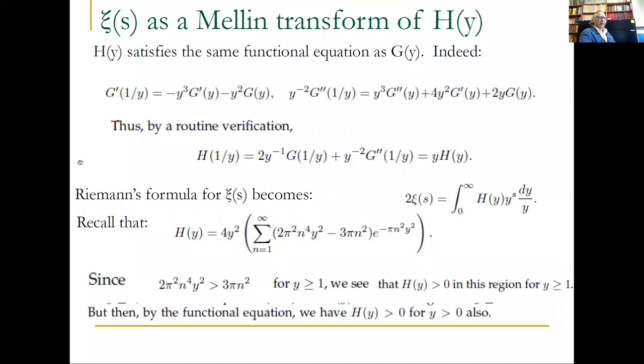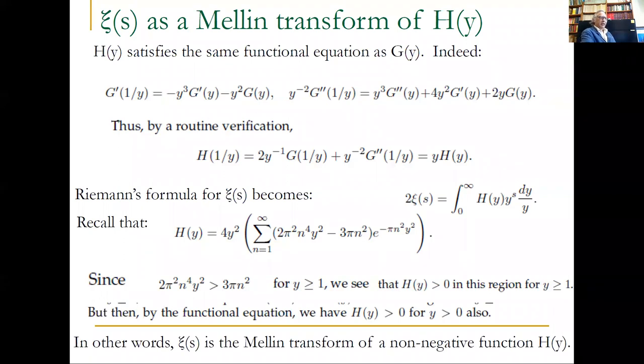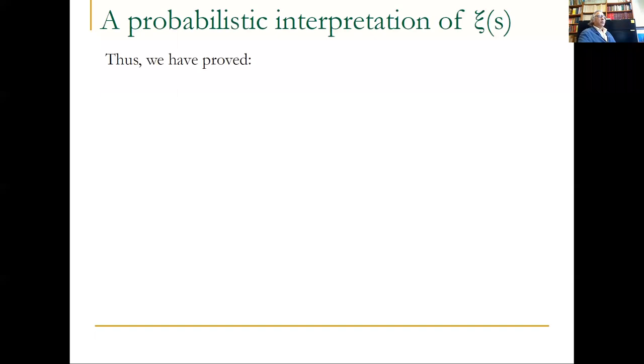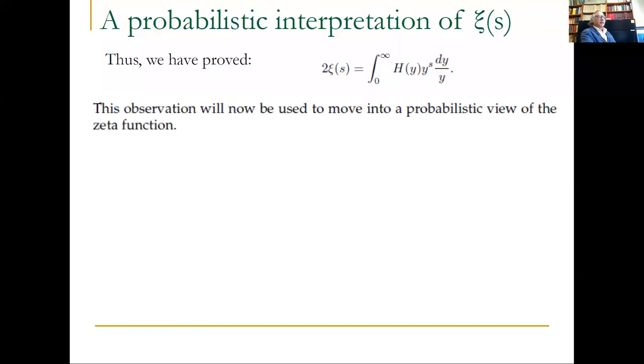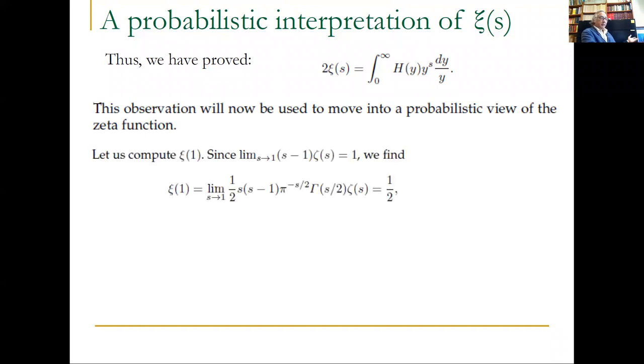Now, this is all due to Pólya, and I'll talk about Pólya in a second. In other words, ξ(s) is the Mellin transform of a non-negative function h of y. And that's the starting point for much of the discussion of the connection between probability theory and the Riemann zeta function. So if we've proved that Tuk ξ(s) is the integral 0 to infinity, h of y, y^s dy over y, the observation will now be used to move into a probabilistic view of the zeta function, checking what ξ(1) is in the usual way.